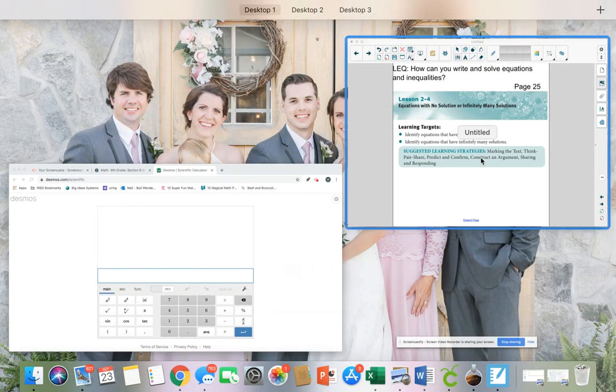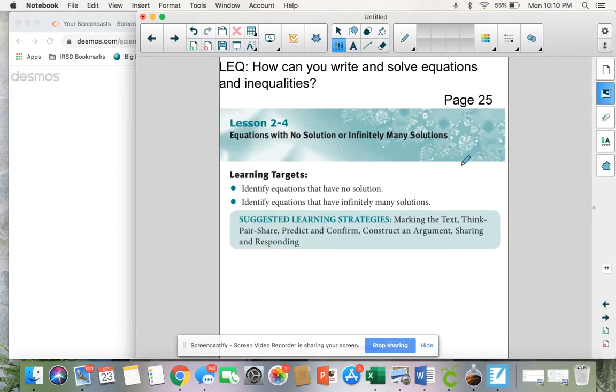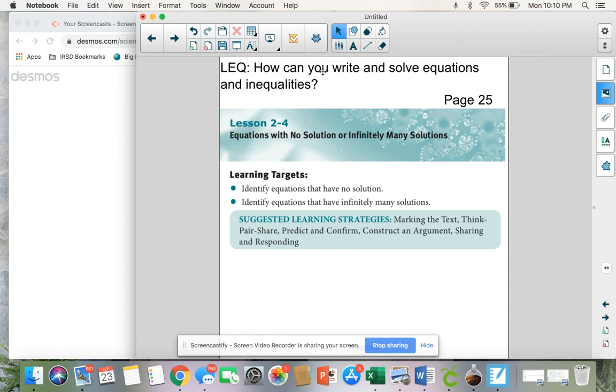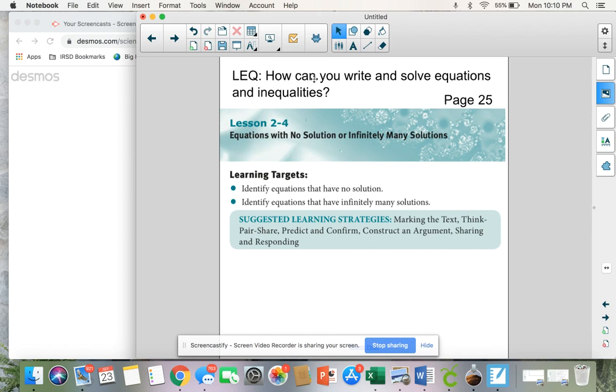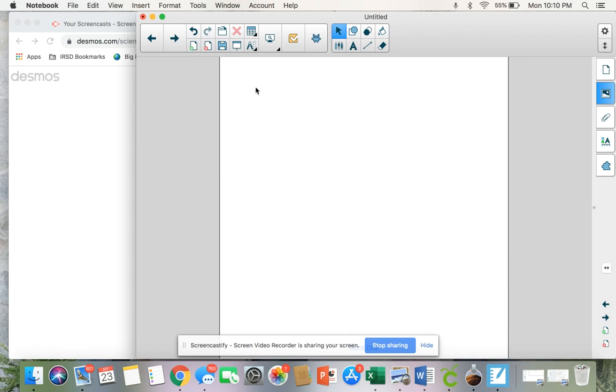Okay, so now we're going to jump into our next lesson, and our next lesson can be found on page 25, and it goes with the same LEQ that we were working on for the last couple lessons. So the LEQ is how can you write and solve equations and inequalities.